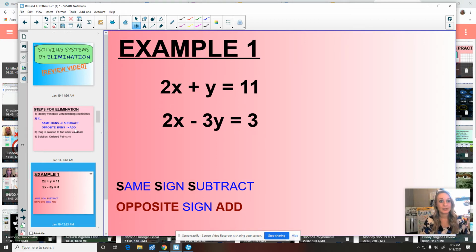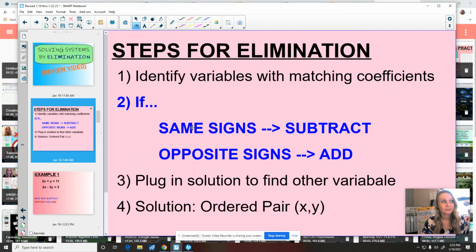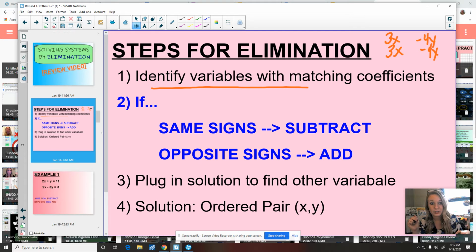So here are our quick steps, and we talked about this today in class. First, you want to identify your variables with matching coefficients. That's like 3x and 3x, or negative 4y and negative 4y. You're looking for those x's or y's that have the same coefficient. Once you've identified those, you're going to look at their signs. If they have the same sign, you are going to subtract going down. Same sign, subtract. That's your alliteration.